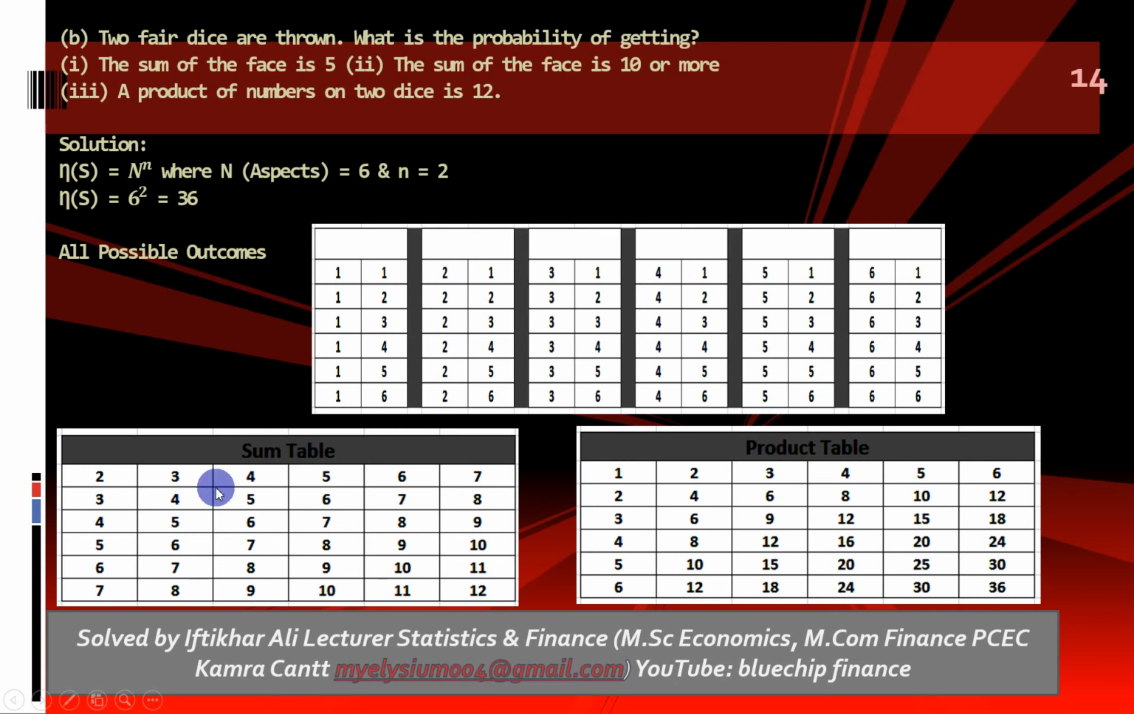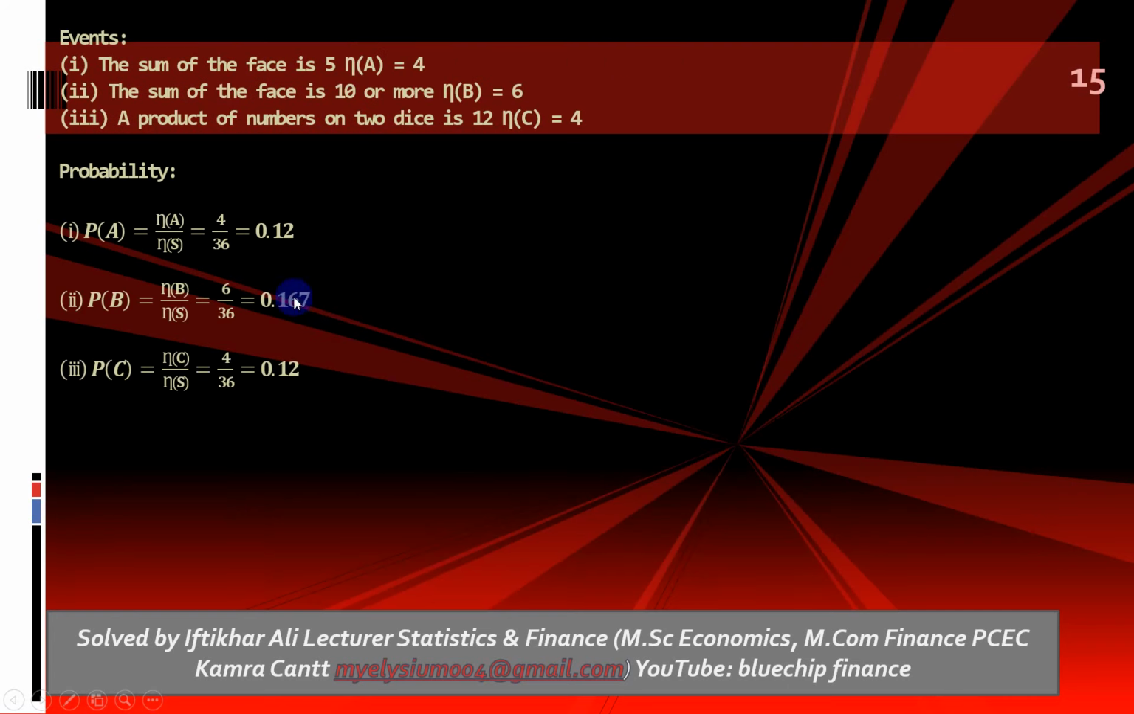The next thing is the allocation of events. So what is the event? Events are those possibilities that are asked in the question. The first event will be the sum of the faces is 5. So in the sum table you can search where the sum is 5: 1 and 4, 2 and 3, 3 and 2, and 4 and 1. So the first event count will be 4.